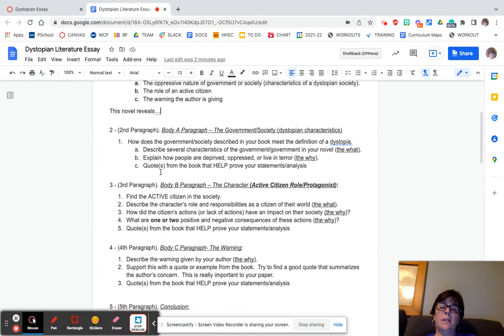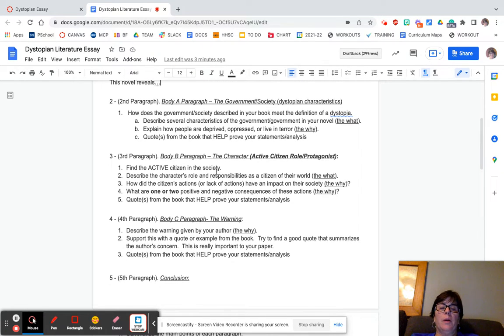And then, of course, what it doesn't have here, excuse me, is your elaboration where you make the connection as to why the quotes help with the why. And then your body paragraph B, you're going to talk specifically about the protagonist. So this is kind of a summary of the book, a little bit more than what you had in the intro, but you're focusing on the character's role and responsibility as the citizen of their world.